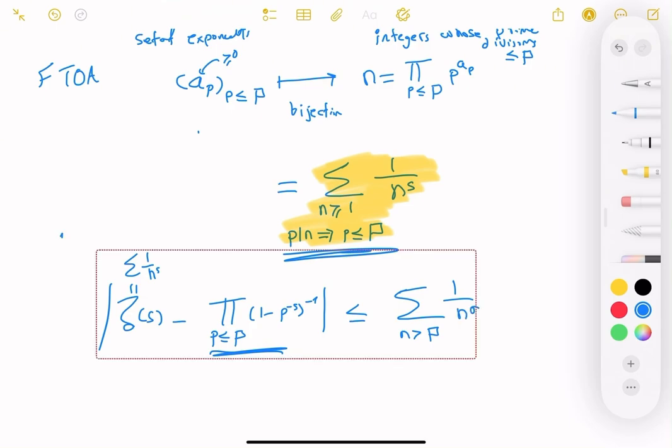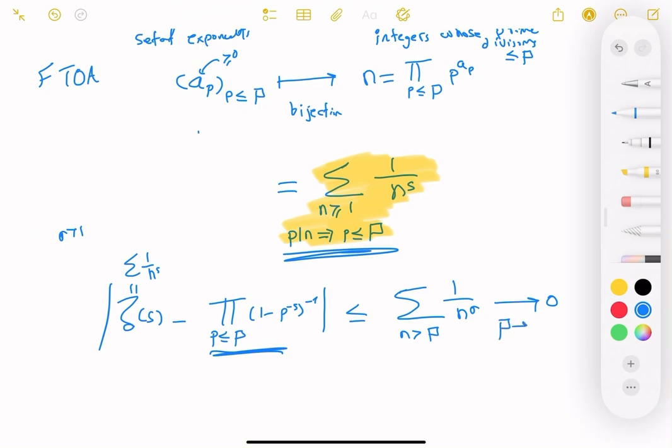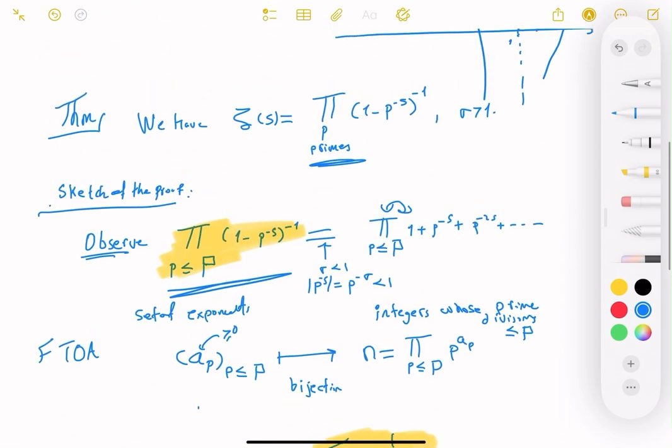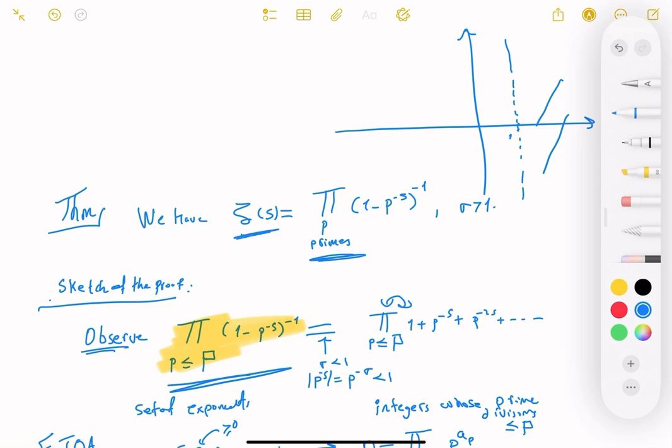And remember here we have sigma is bigger than 1. So as P goes to infinity, this thing goes to 0, because it's the tail of a convergent series. So what we've shown is that this product in the limit tends to zeta. So this is one way to see it. Of course, there are different ways to see it, but mainly it's like the analytic version of the fundamental theorem of arithmetic that allows you to express zeta as a product like this.